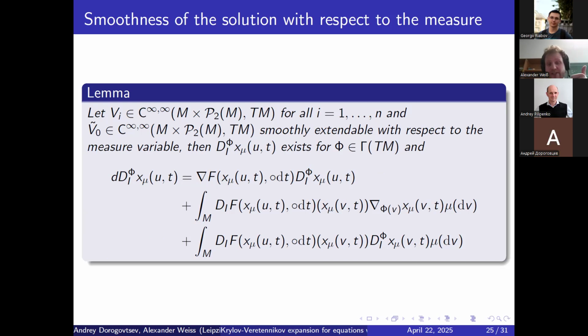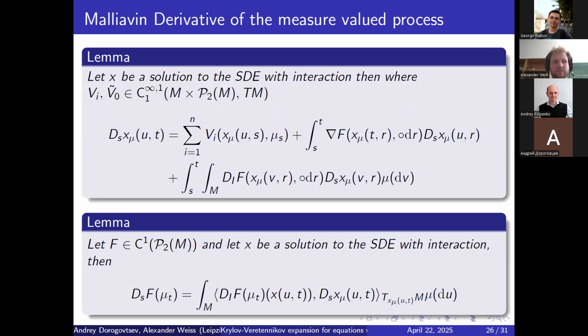So if you remember, this is our first ingredient. We need smoothness of our solution. Then the second ingredient is the continuity of the E2 Wiener kernels. And here we can also show, this one can be shown with the help of Malliavin calculus. For this, we need to compute Malliavin derivatives for our solutions.